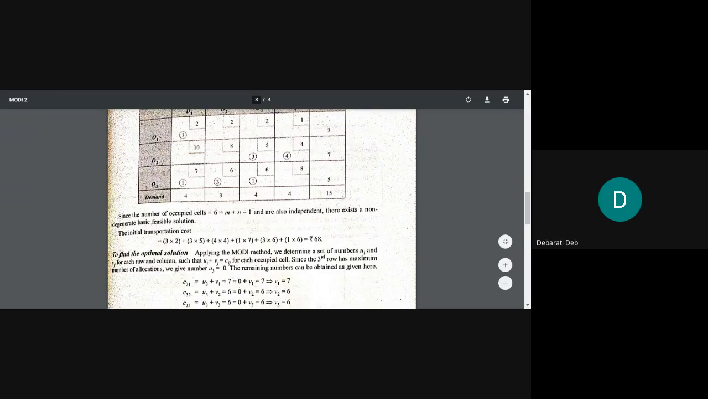What is the cost in this cell? Who will tell me? What is the cost in the cell O3D1? The cost is 7. 7 is the cost, right? That means Cij or C31 is 7. So we will start with this cost and we name it as C31.